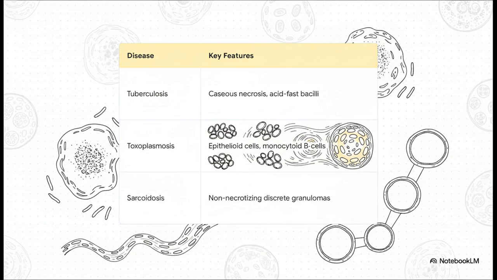Once you identify these epithelioid granulomas, you have to look at the subtle background clues to figure out the root cause. For instance, if you see confluent granulomas with acellular caseous necrosis, you absolutely must suspect tuberculosis and order acid-fast stains. But look at toxoplasmosis. This one's fascinating. You won't see massive necrosis. Instead, you'll see small clusters of epithelioid cells physically encroaching upon and infiltrating hyperplastic germinal centers, paired with these bands of monocytoid B cells. And then there's sarcoidosis, which typically presents with beautiful, tightly organized, non-necrotizing, discrete granulomas.